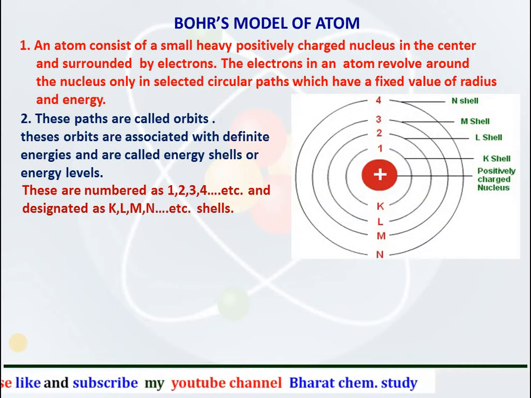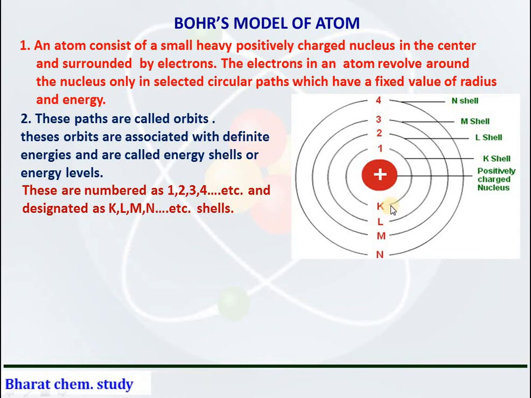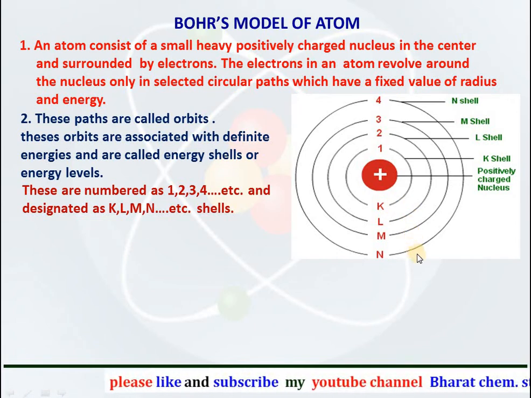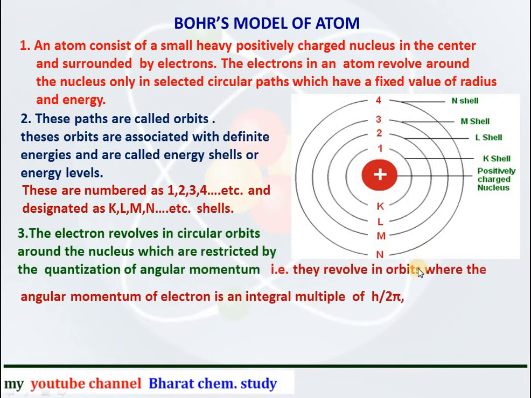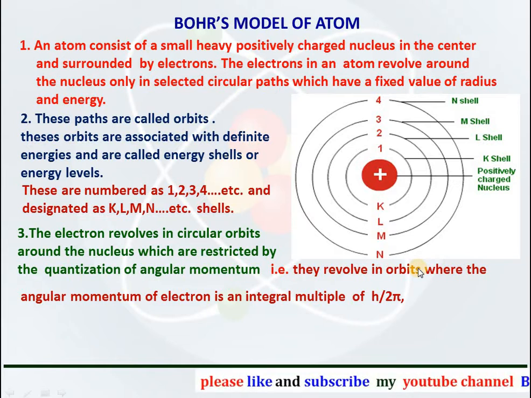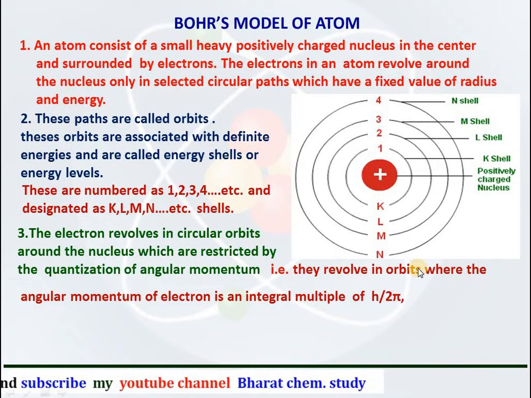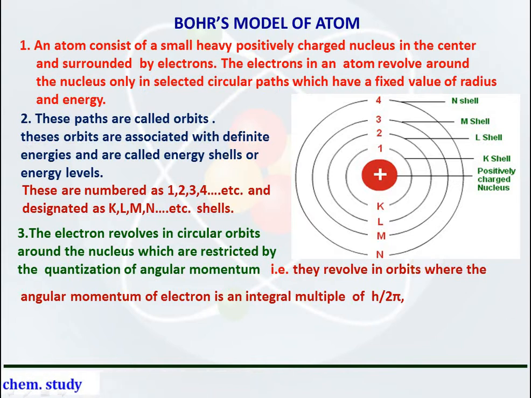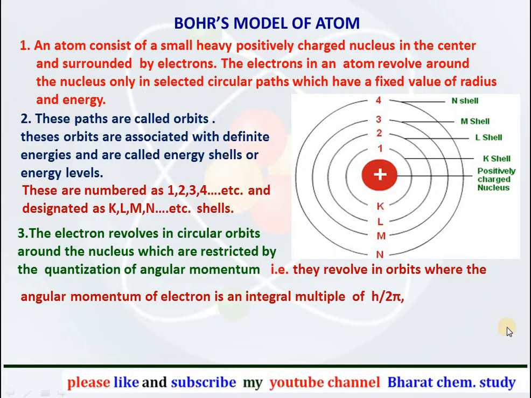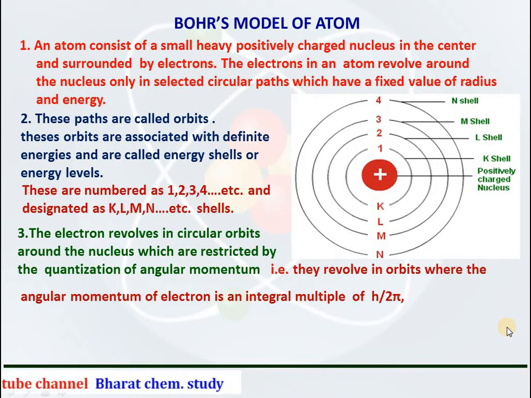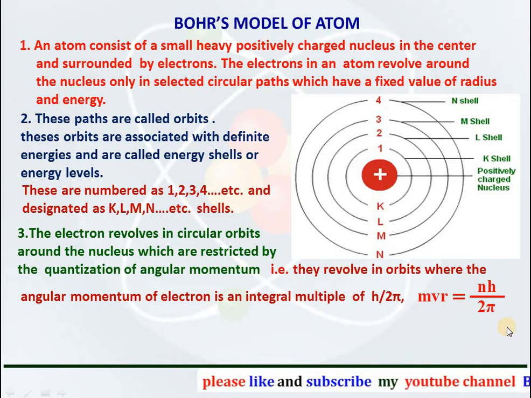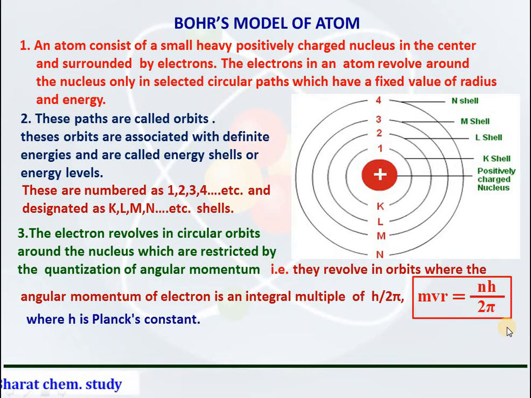So here is the model. Here the first shell is called K shell, the second shell is called L shell, the third shell is called M shell and the fourth shell is called N shell. The electrons revolve in circular orbits around the nucleus which are restricted by the quantization of angular momentum, that is, they revolve in orbits where the angular momentum of the electron is an integral multiple of h upon 2 pi, or mvr = nh/2π, where h is Planck's constant.